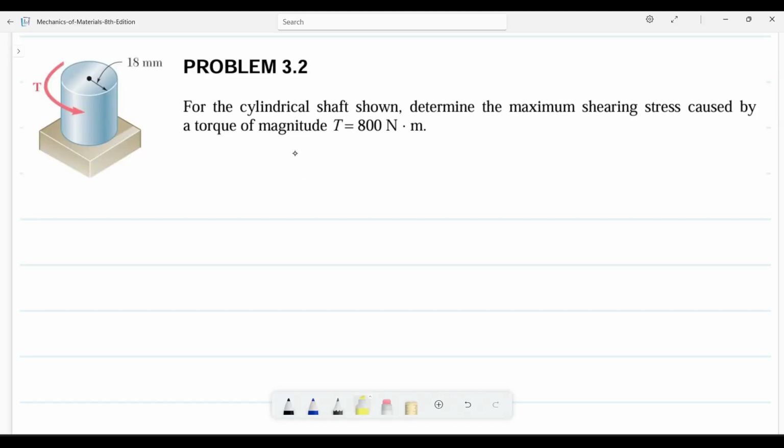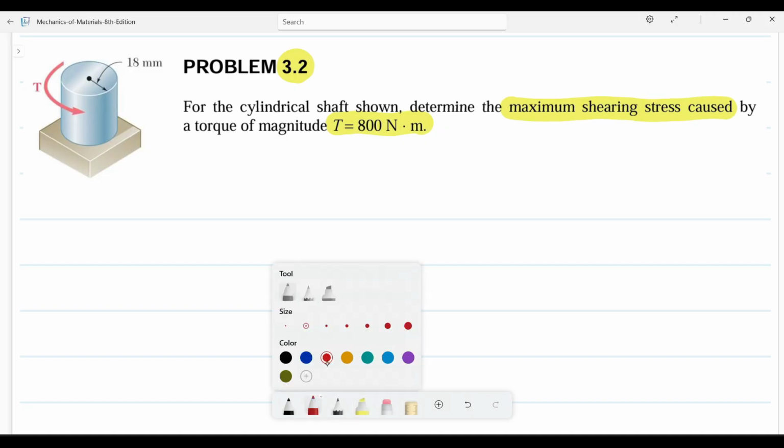First, let's read the question together. Problem 3.2. For the cylindrical shaft shown, determine the maximum shearing stress caused by a torque of magnitude T equal 800 Newton meter. From last question, we know the basic formula we have.